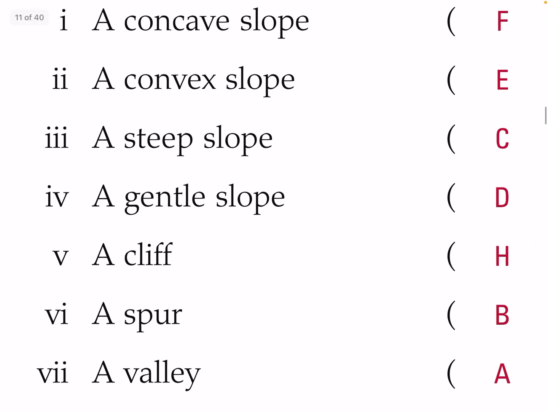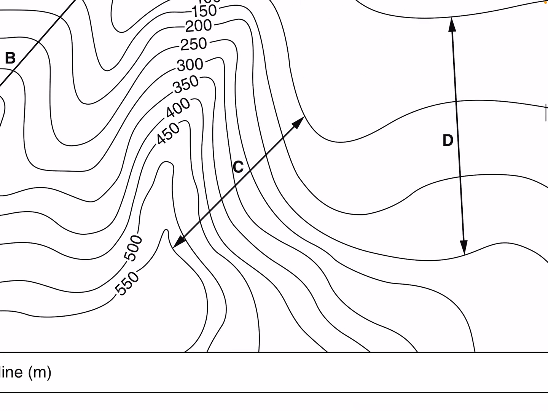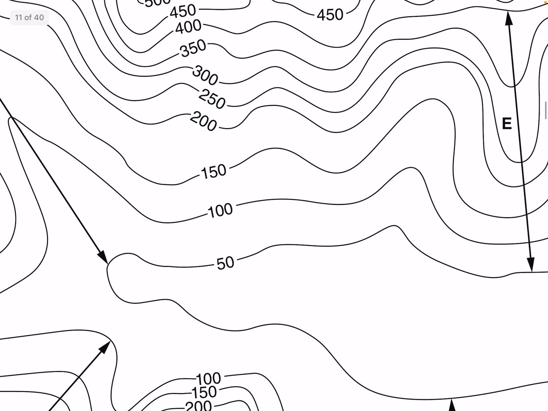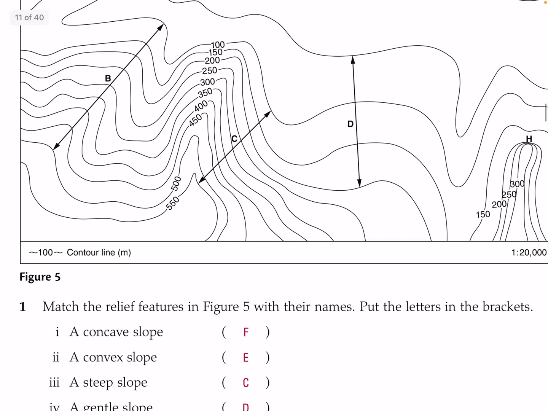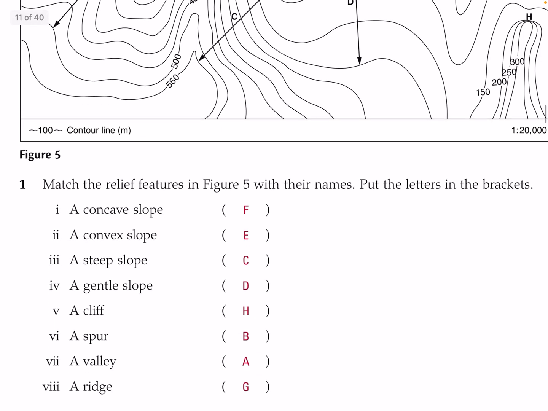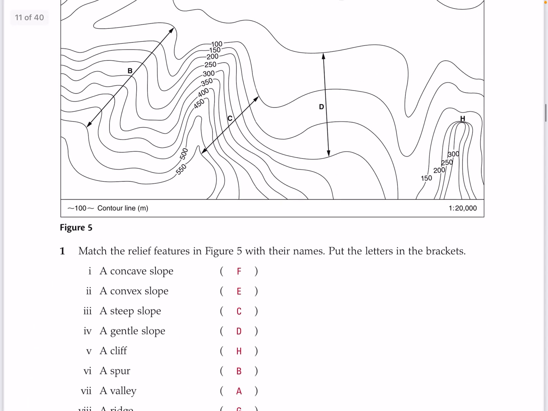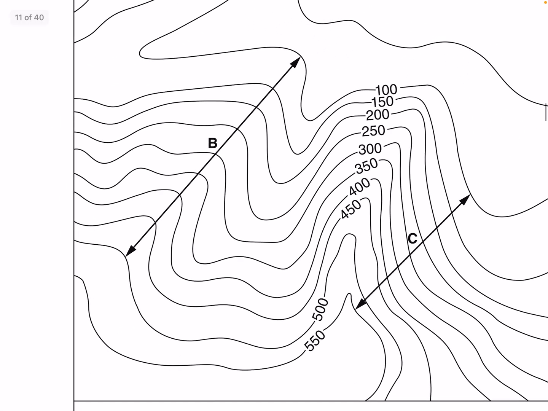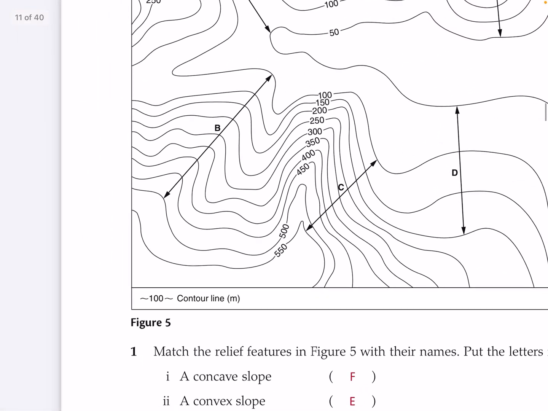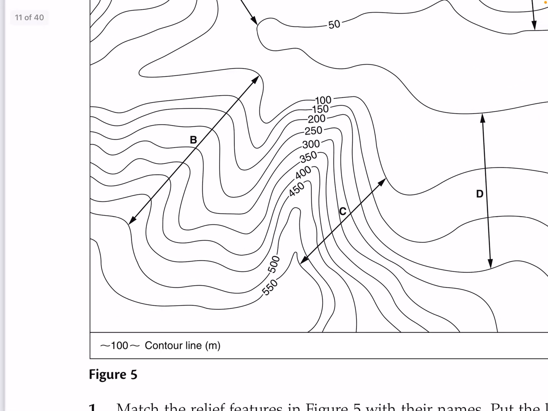Where can we find a steep slope? Number C. You can see the spacing between the contour lines is very packed. How about D, gentle slope? Gentle slope will be widely spaced. How about cliff? This one, which is very packed. And then what is spur? Spur, this one, is concave in terms of contour line, but indeed it is convex in terms of the relief.